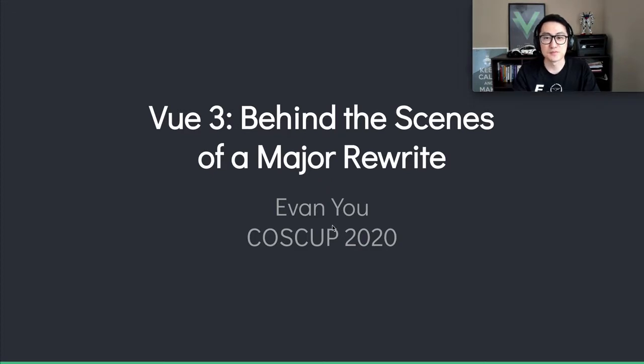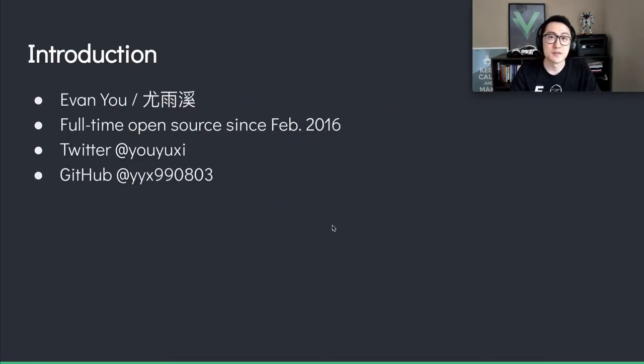So first of all, let me introduce myself. My name is Evan You. My Chinese name is You Yuxi. I was born in mainland China, but now I work and live in the United States. I'm now a full-time open source developer, and I've been doing that since February 2016, so that's more than 4 years now. My Twitter handle is @youyuxi, and my GitHub username is @yx990803. It's probably easier if you just look for the Vue.js repository and you'll see all my commits there.